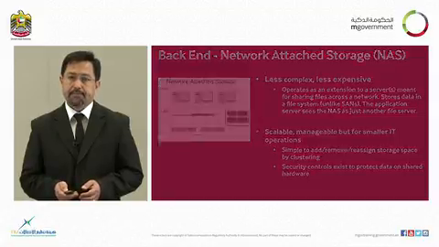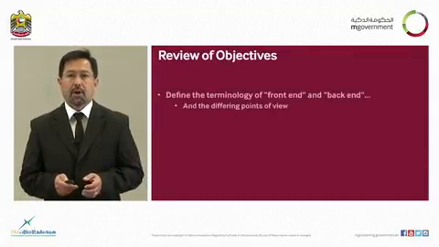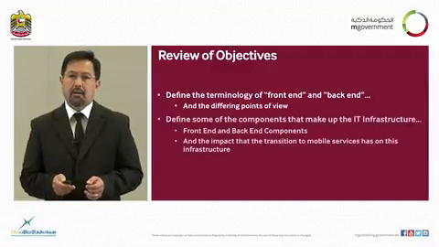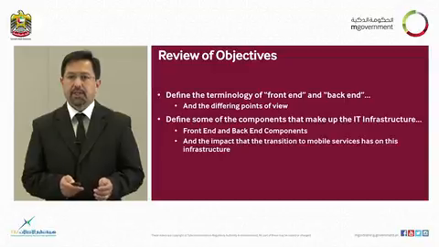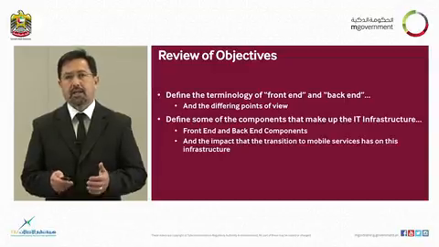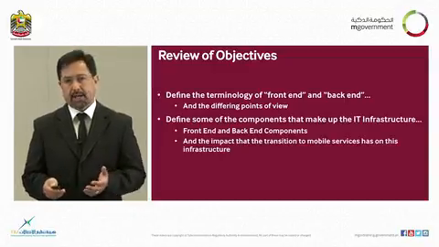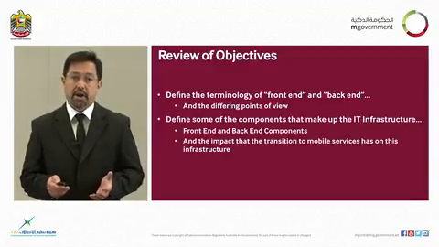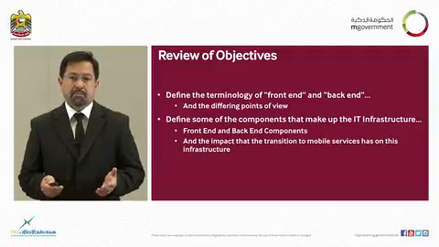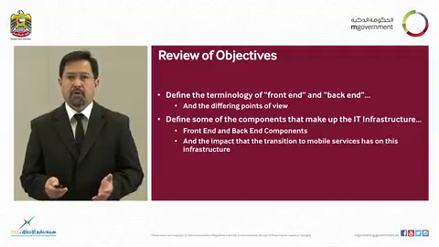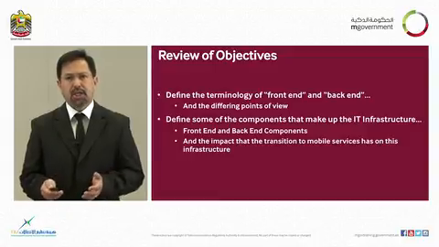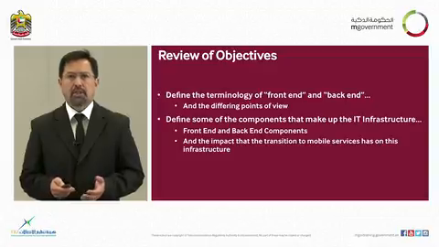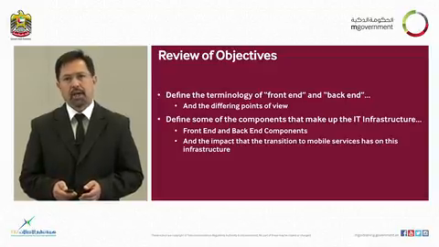So, in summary, there are two views to what is the definition of a front end and a back end. We need to define some of the components in the front and back end of the IT infrastructure, like the storage area networks on the back end, and like the DMZ, which isolates the local area network from the internet. And the point of why we want to talk about this is that mobile is changing this. More specialization, more need for storage, particularly when it comes to storing video and images.